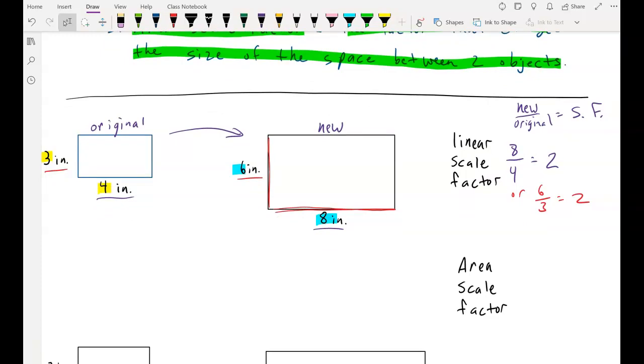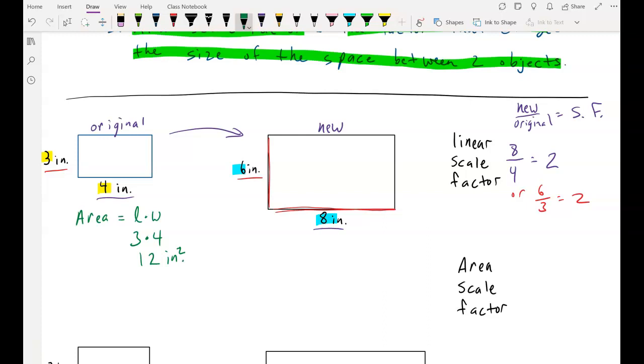Well, to do that, first of all, we have to find out what the area of each rectangle is. So remember, for a rectangle, the area formula is length times width. And in this case, our length is 3, the width is 4. So that's going to give us a rectangle with an area of 12 square inches. Remember, area is in square units.